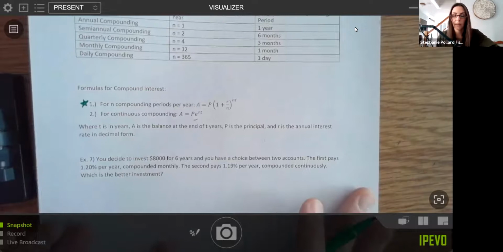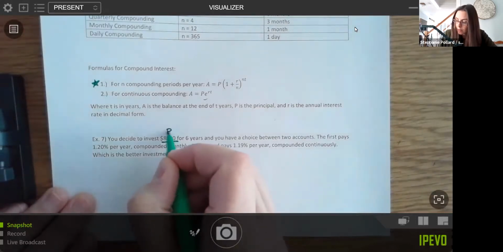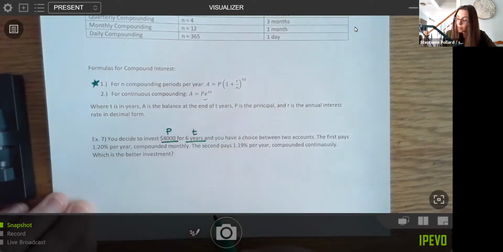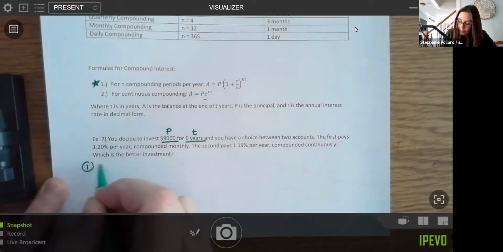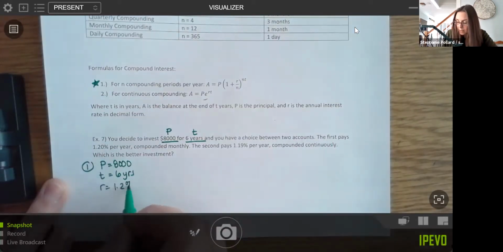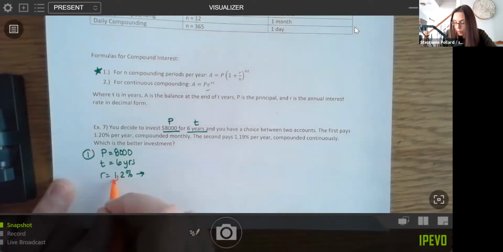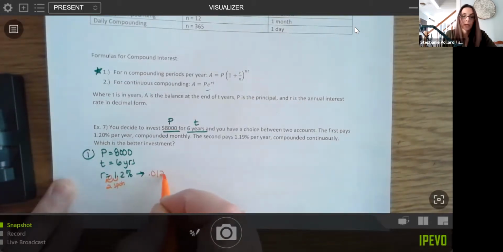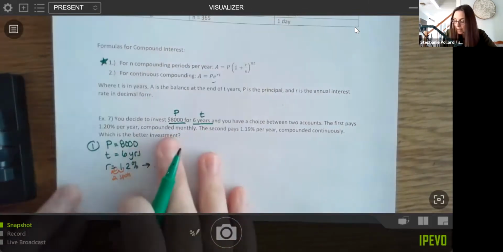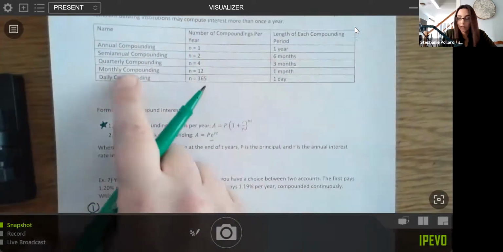So let me show you how this works, and I think it'll make a little bit more sense. So let's say you're deciding to invest $8,000. That's your principal. For 6 years, that's your T. And you have a choice between 2 accounts. So the first account, our principal is still 8,000. Our T is still 6 years. Now our first account pays an interest rate of 1.2%. And when you talk about your rate, you do want it in decimal form. So to do that, you're going to move the decimal point 2 spots left. And you can fill in any holes with 0. So I'm going to use 0.012 in my calculation. And it's going to be compounded monthly. So if we're talking about monthly here, then our N value is going to be 12.